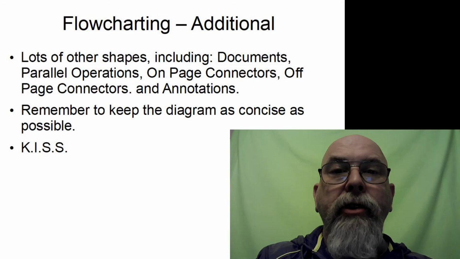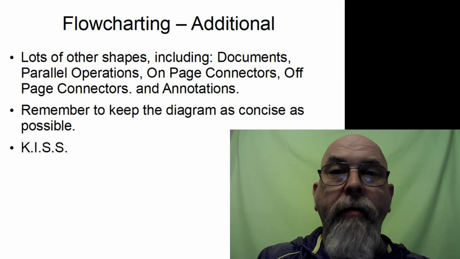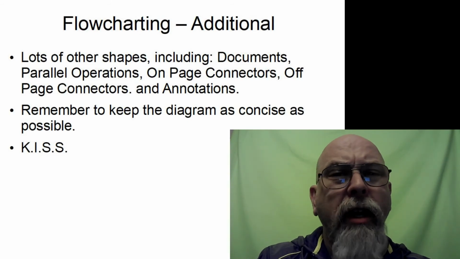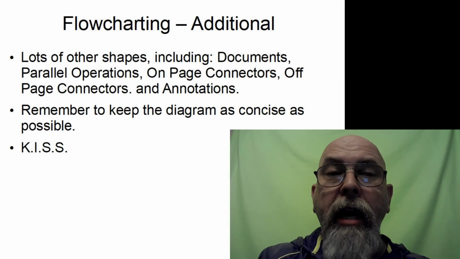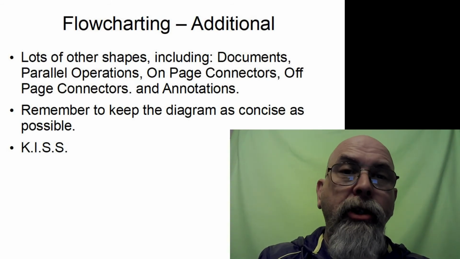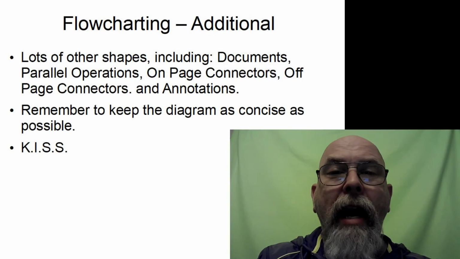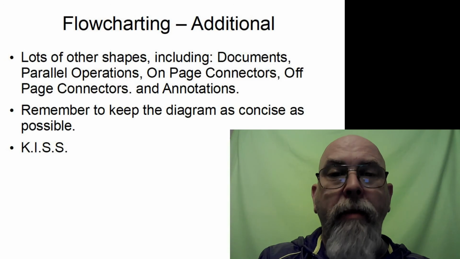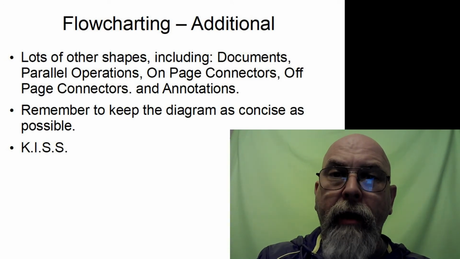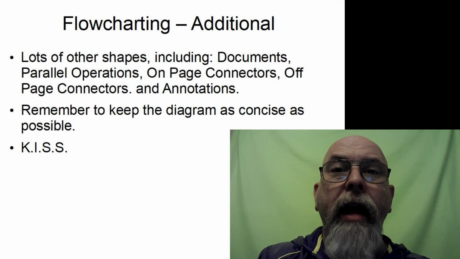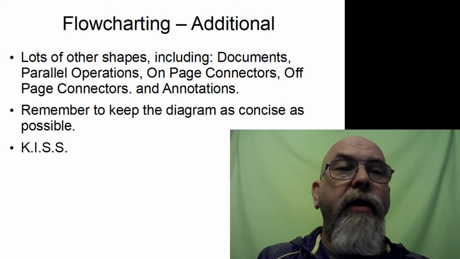Just a little bit more additional on flowcharting. There are lots of other shapes as defined in the IBM document and that you'll see used occasionally, but the shapes I showed you are the biggies. There's a document shape, a parallel operation shape, there's an on-page connector, an off-page connector, and ways to annotate processes and give it more information. It's really beyond the scope of this brief introductory video, but you can go look that up in the references or find that online or in the book that goes along with this video.